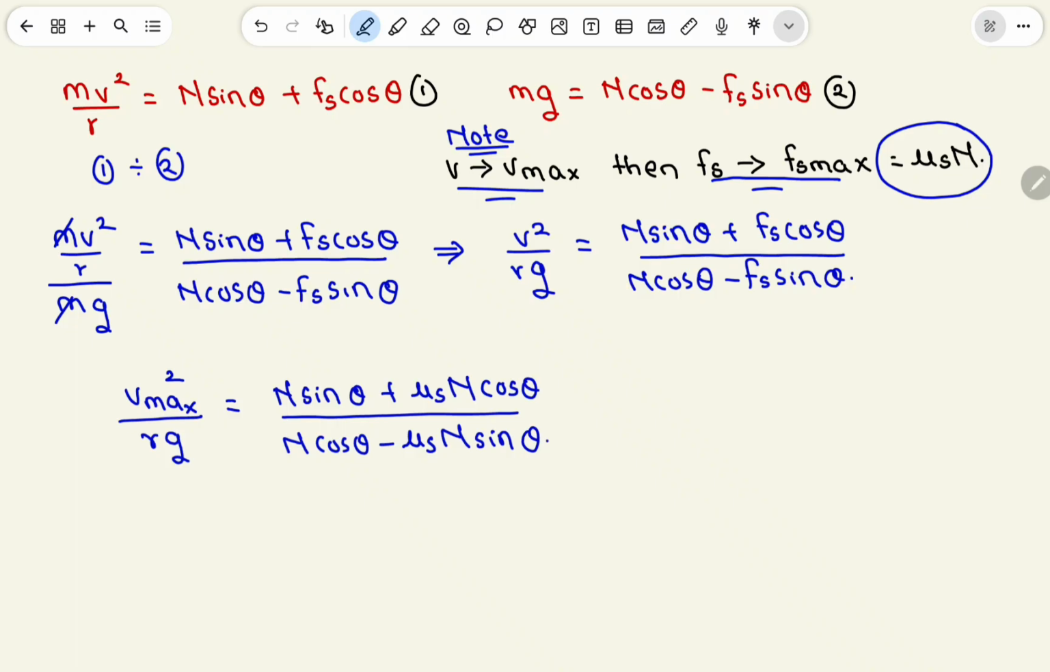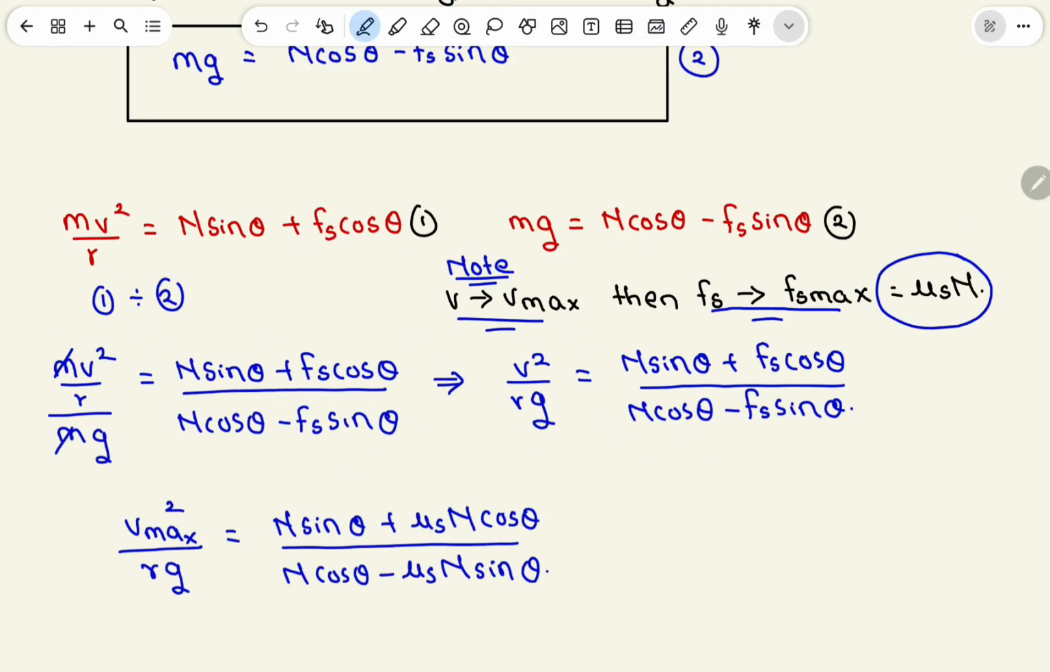Now again, first we take the N common and then cancel out. So first common out N from numerator as well as denominator and then cancel N. I have commoned out the N and then cancelled. So I have V max square upon Rg as sin theta plus mu s cos theta upon cos theta minus mu s sin theta.